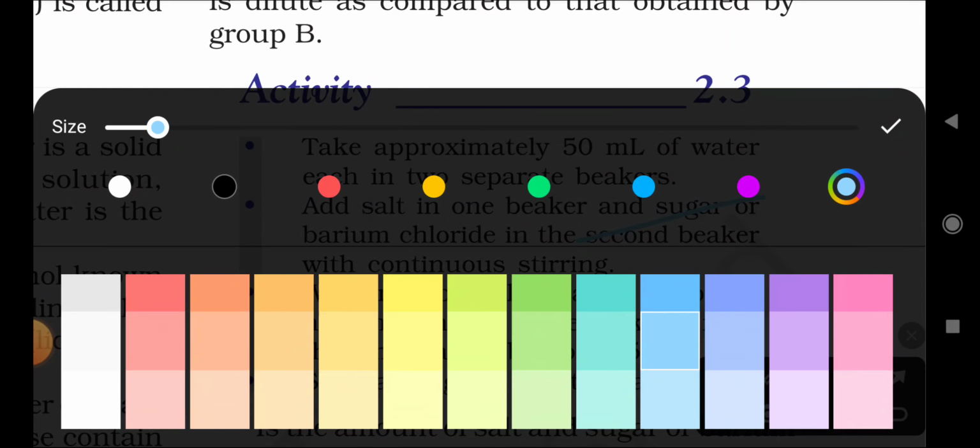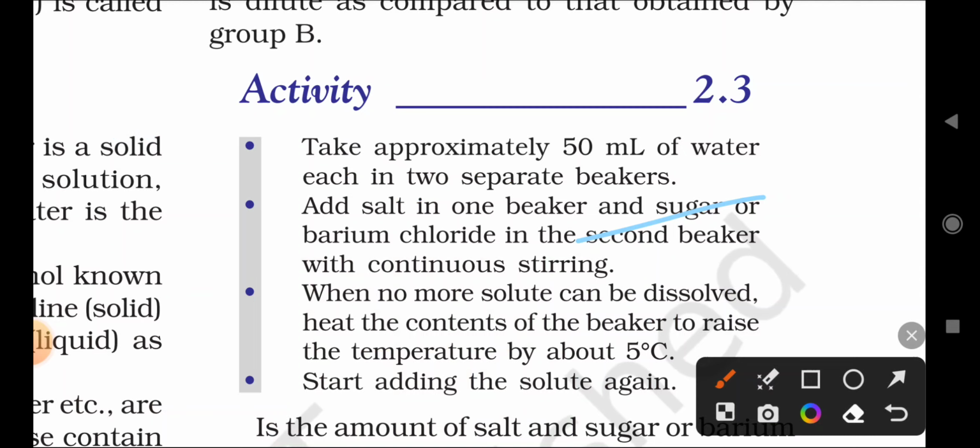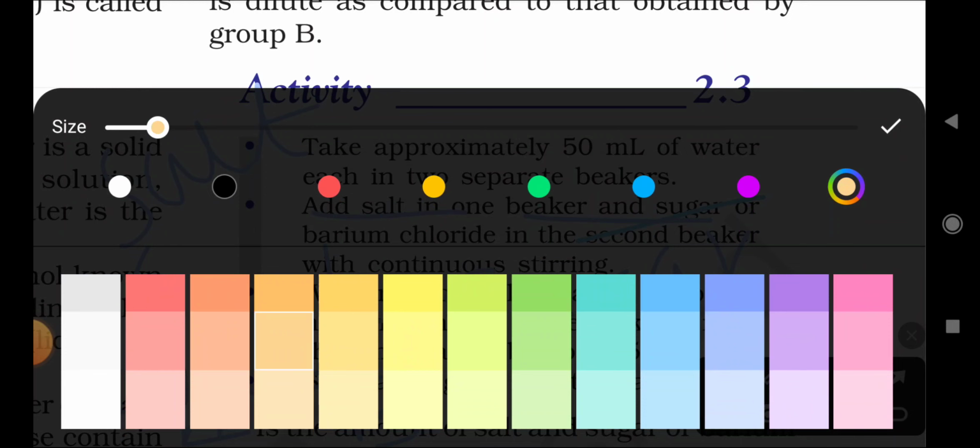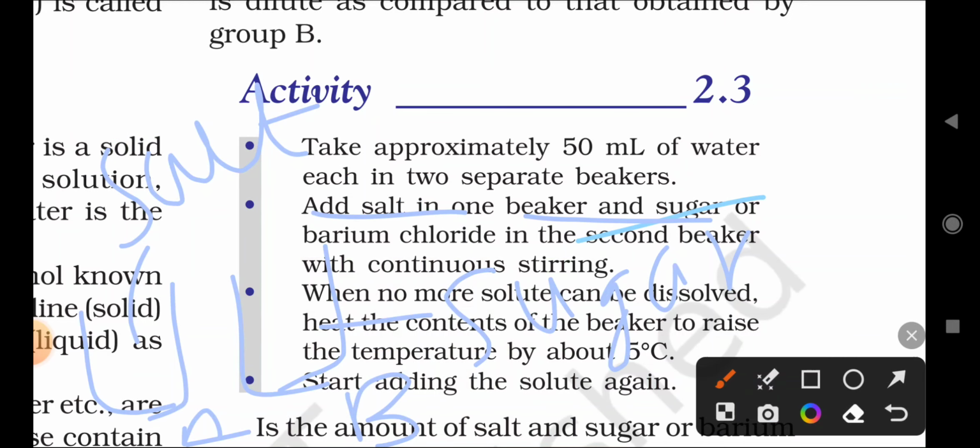Okay, what do we have to add? Add salt in one beaker and sugar or barium chloride in the second beaker, with continuous stirring. You have taken one beaker and a second beaker. For simplification, we can name them A and B. In one we are adding salt, in the second we are adding sugar, or another one called barium chloride. What is the barium chloride formula?